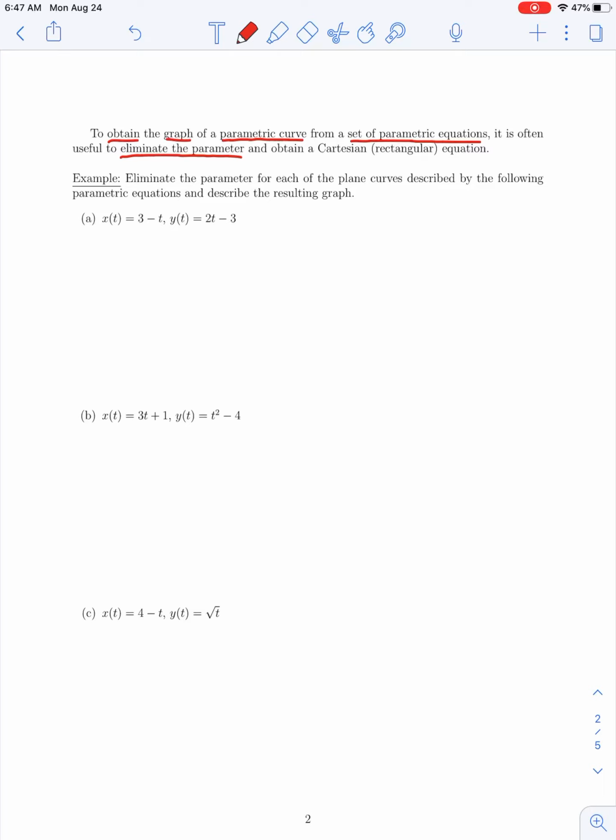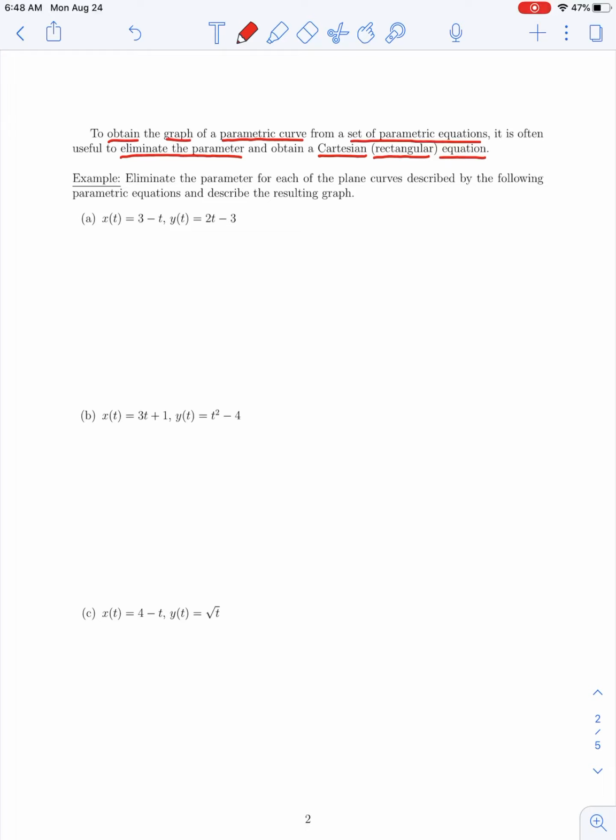So here we were calling our parameter t, and obtain a Cartesian or rectangular equation. That is something only in terms of x and y, that no longer involves the parameter t. And if we have a Cartesian equation, we might recognize it as the graph of some function or a familiar curve. So to see how that would work, let's look at some examples.